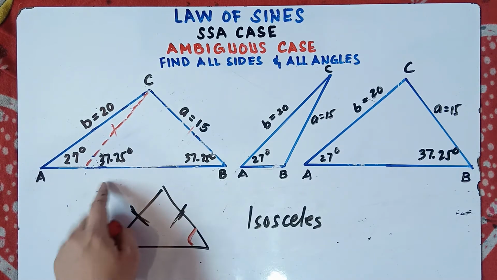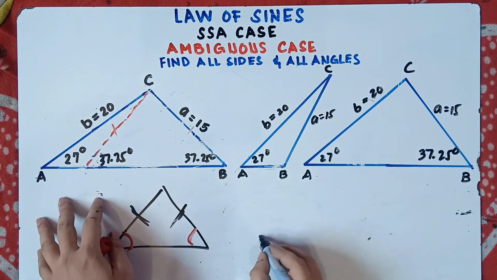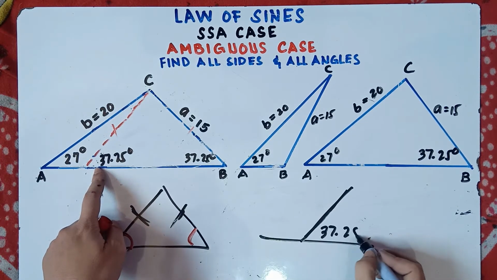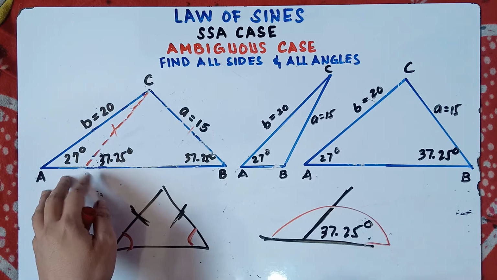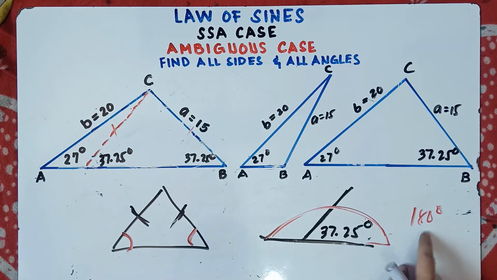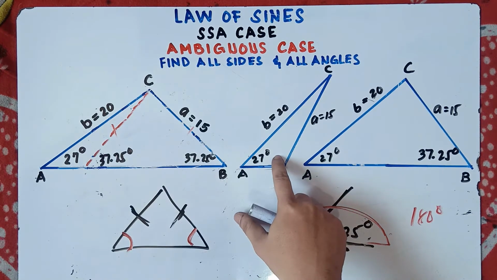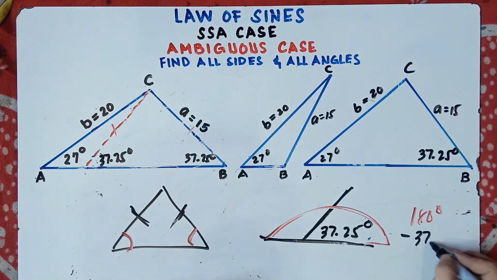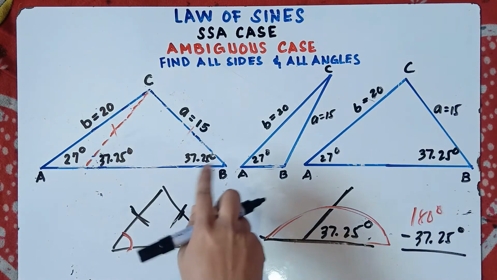Now to get this angle right here, angle B for the small triangle, we simply subtract this one from 180. Question, why is that, sir? Because we can form a straight angle. A straight angle consists of 180 degrees, so it is supplementary: the sum of 2 angles should be equal to 180 degrees. Therefore, to get this angle right here, we simply subtract this 37.25 from 180. So 180 minus 37.25 degrees, and this will be the angle, class.